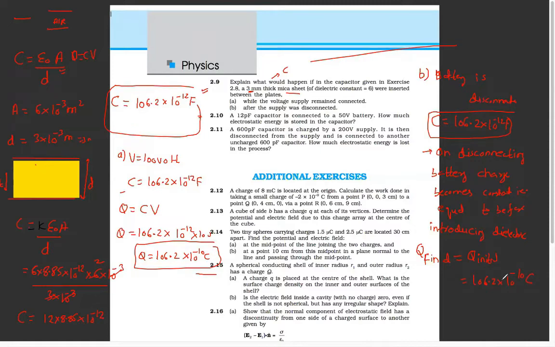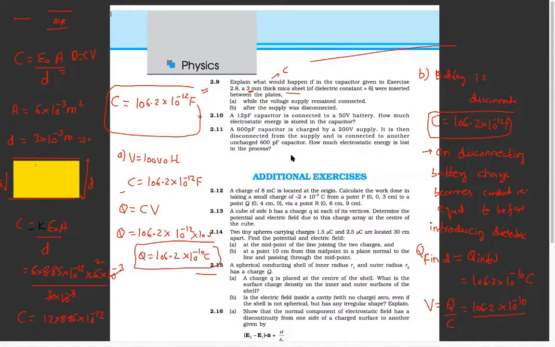So the charge will remain the same. Now you can calculate the potential. Potential will be charge divided by capacitance. So potential will be 106.2 into 10 raised to the power minus 10 divided by the capacitance, where the capacitance is this 106.2. Sir, 106.2 was the capacitance, right?